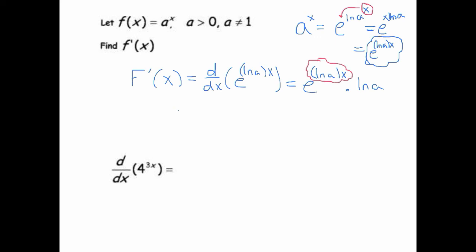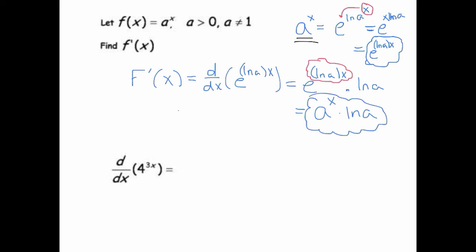Now we're almost done. e to the ln of a times x is a little awkward way of representing our answer, but e to the ln of a times x is just another name. If you look above to the right, it's another name for a to the x. So it's just a to the x times ln of a. And that's the derivative of a to the x.